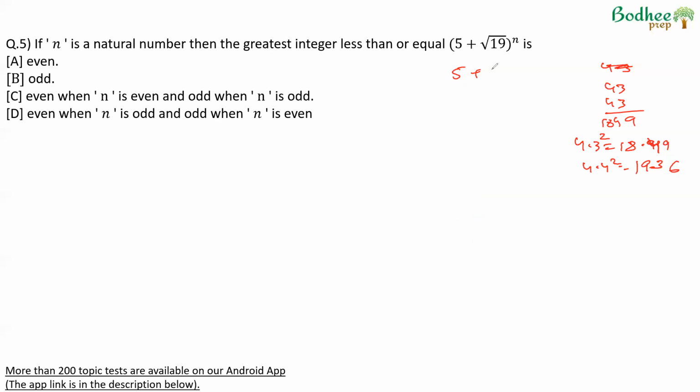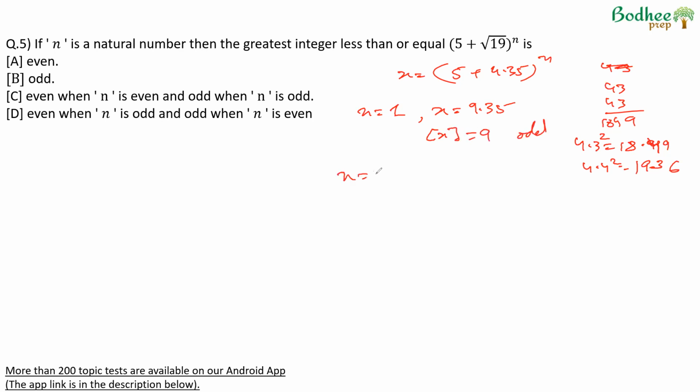Approximately, we can say 4.35, raised to power n. Now, if n is 1, a natural number, suppose we say x is equal to this, x will become 9.35. The greatest integer less than or equal to 9.35 is 9, which is odd.